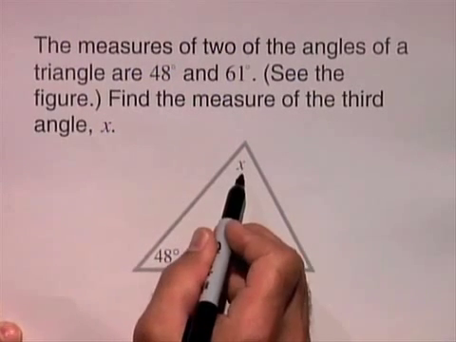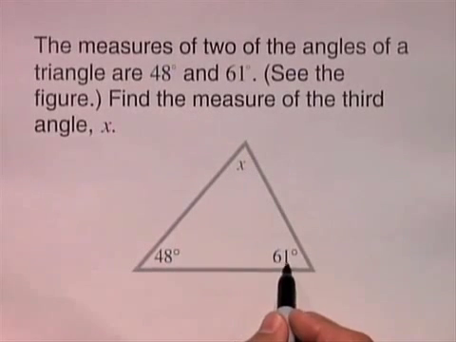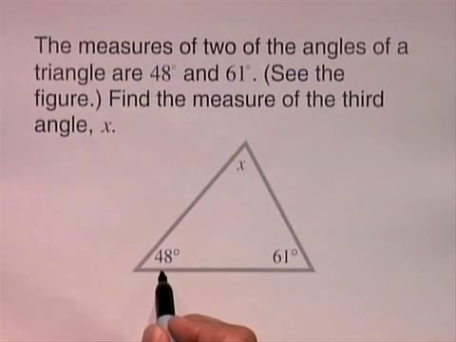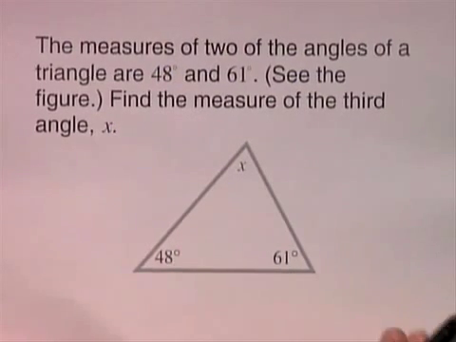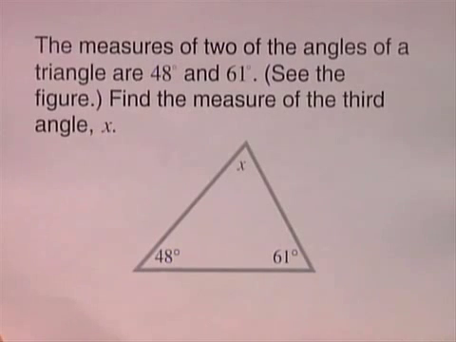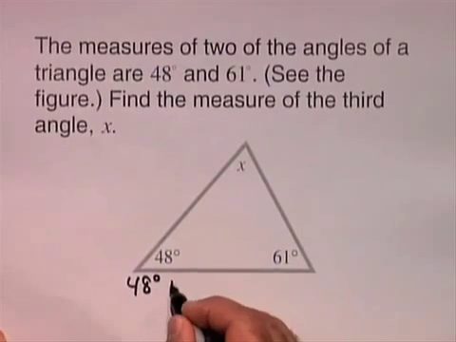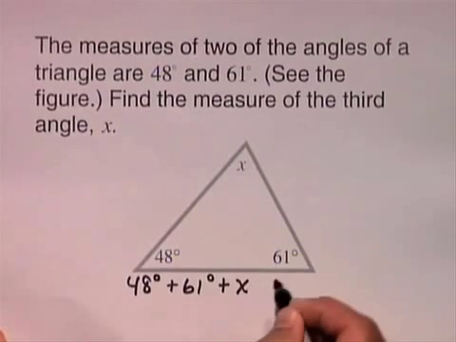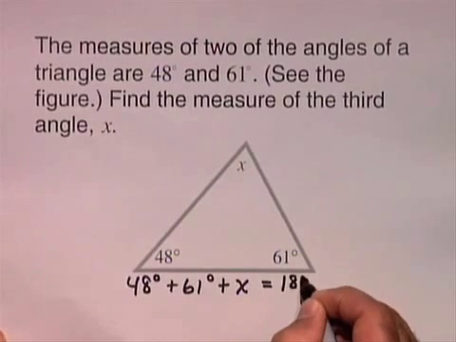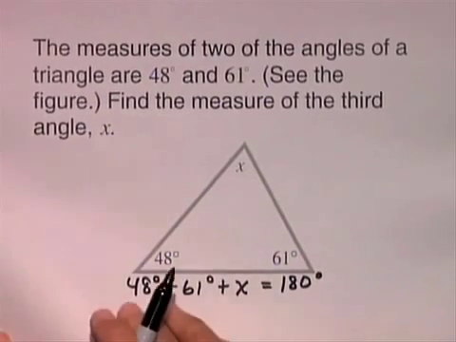So here we have x, the angle that we're asked to find, and we have a 61 degree angle and a 48 degree angle. What we know is that the sum of the three angles of a triangle add up to 180 degrees. So our equation would be 48 degrees plus 61 degrees plus x is equal to 180 degrees. And now let's solve that here.